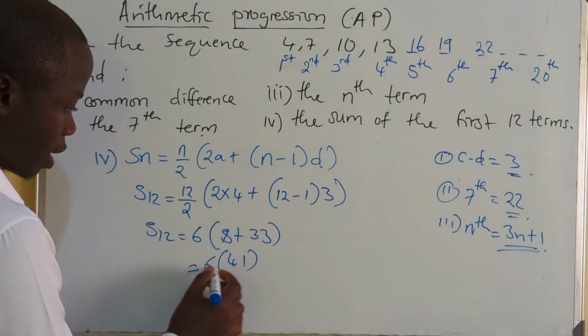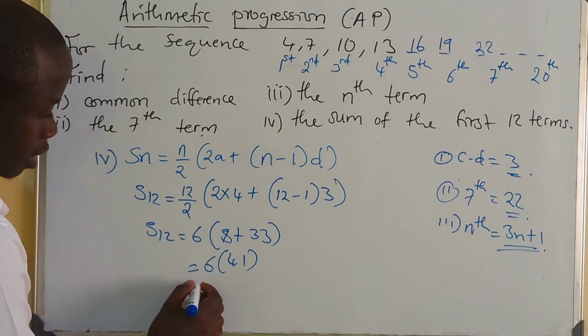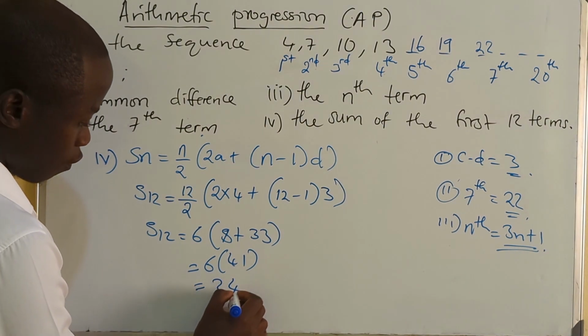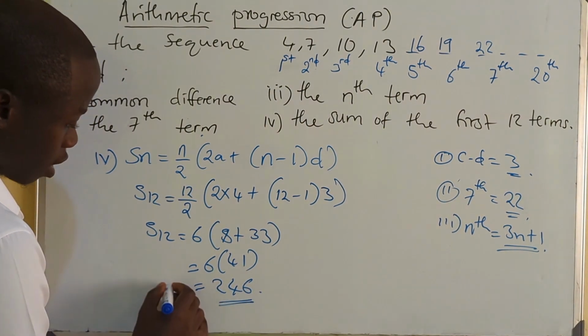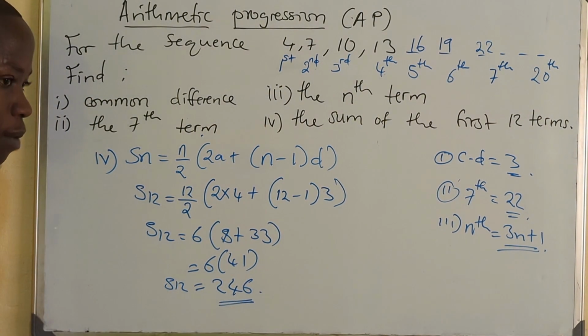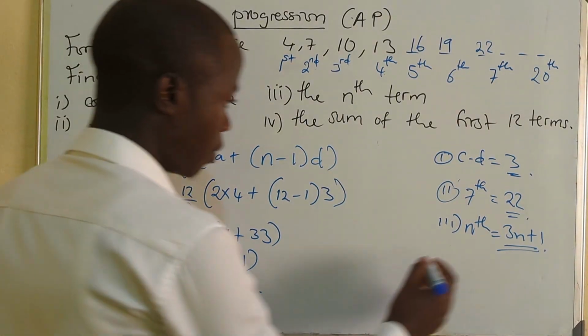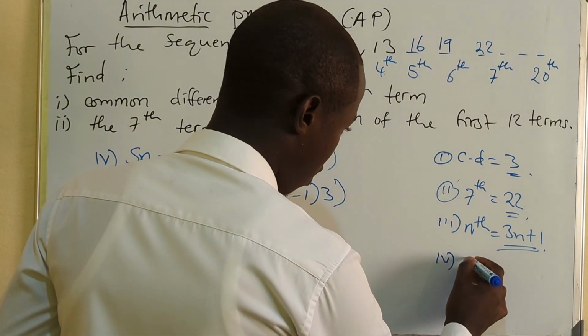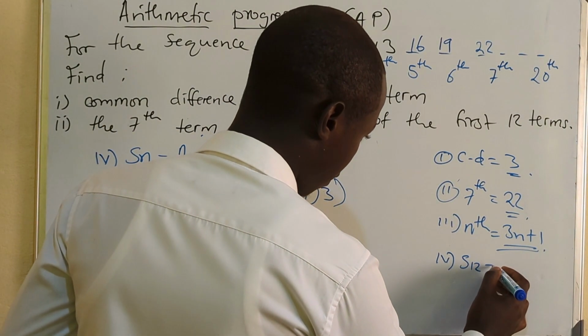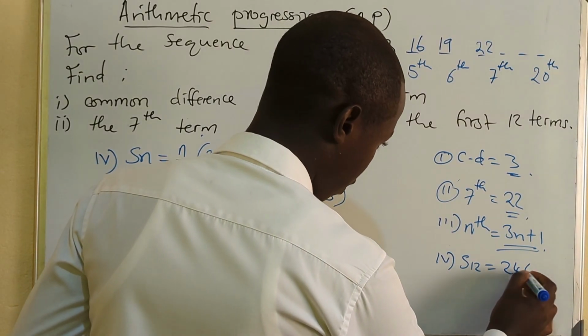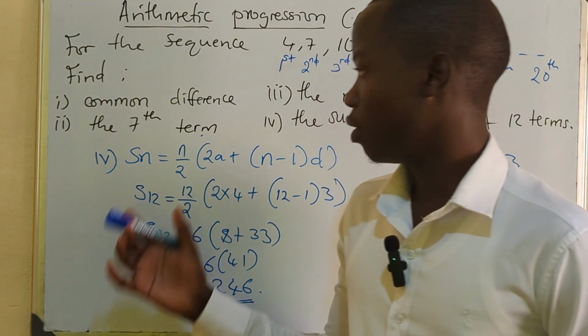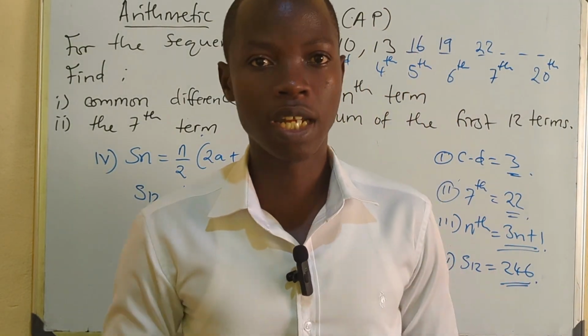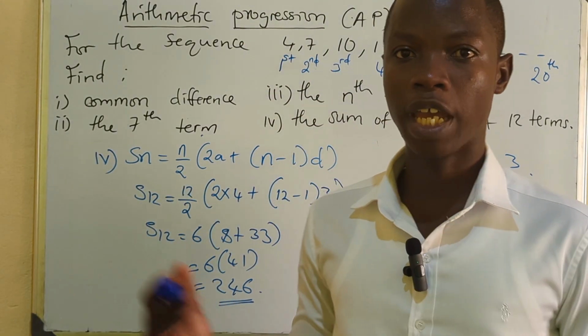Now when you multiply 6 by 41, this is 246. So this is the sum of the first 12 terms. So our sum for number 4, sum of first 12 terms, is equal to 246. So this is how we handle questions under arithmetic progression, AP.